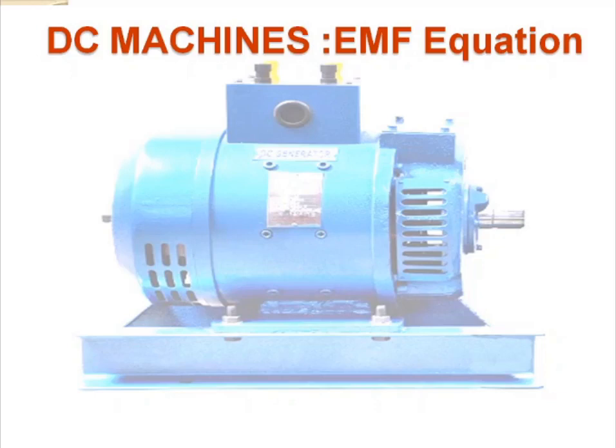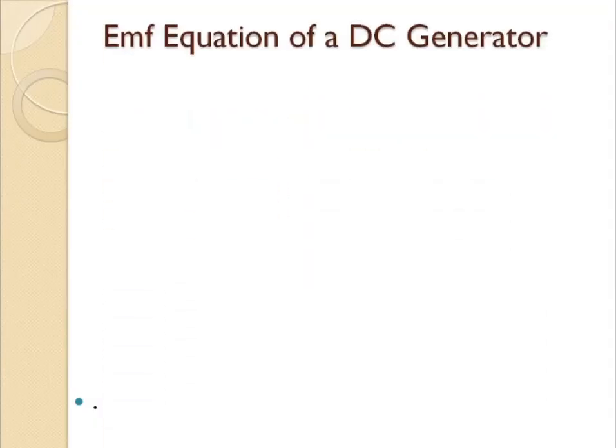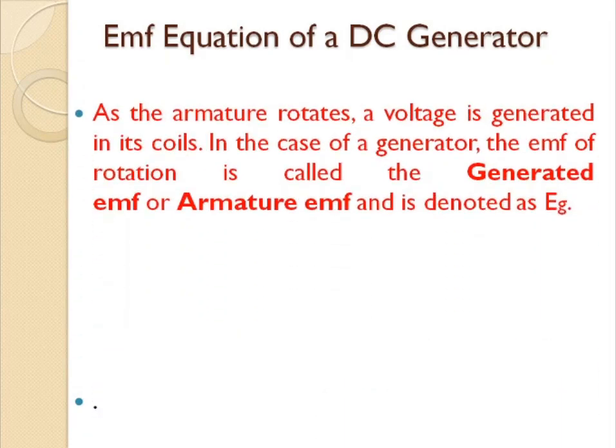Today we learn the EMF equation of a DC machine. EMF equation of a DC generator. Here the DC machine is considered as a DC generator. As we know, the armature rotates and voltage is generated in the armature winding.